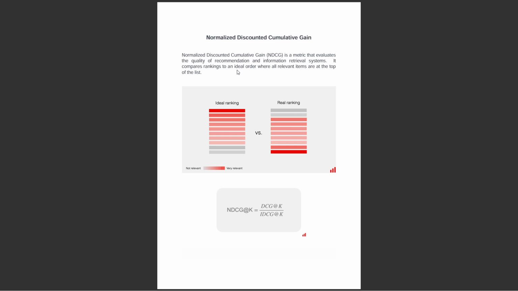What does this normalized discounted cumulative gain mean? It is a metric that evaluates the quality of recommendation and information retrieval systems. It compares rankings to an ideal order where all relevant items are at the top of the list.